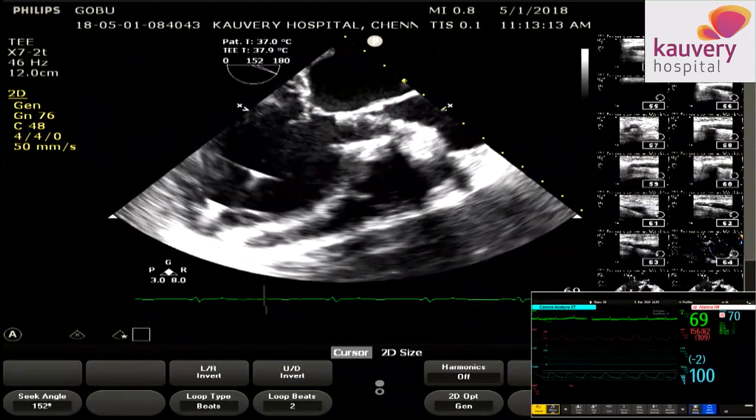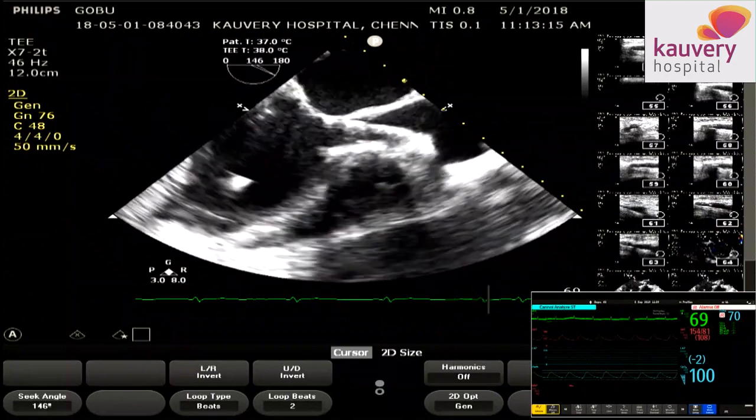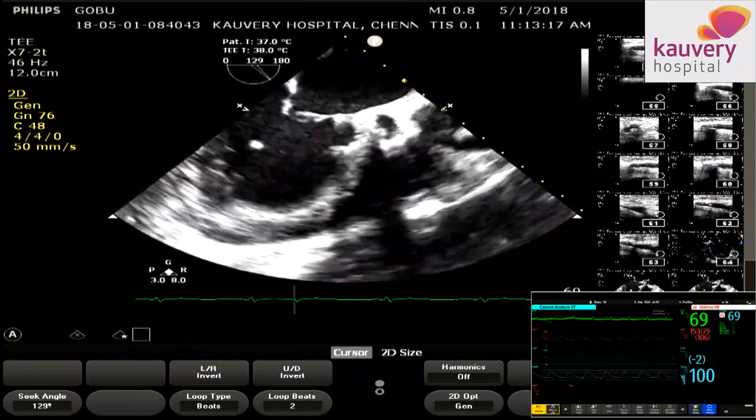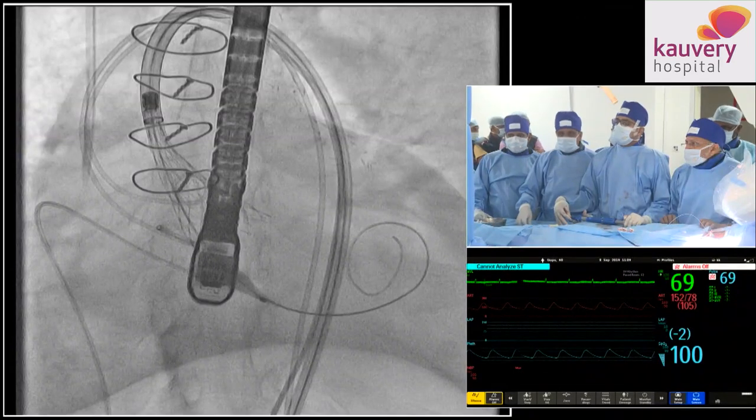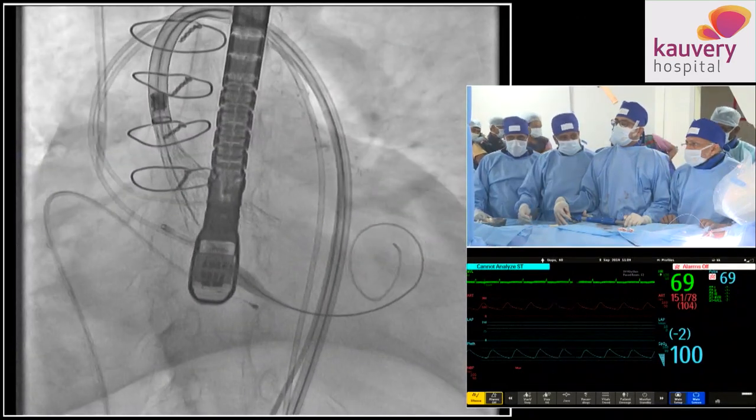Okay, let's go to our implant view. You can do it. Okay, I can take it. Okay, come RAO, please.